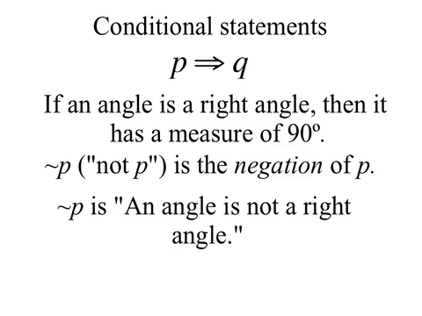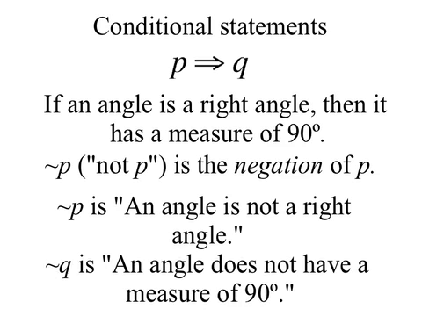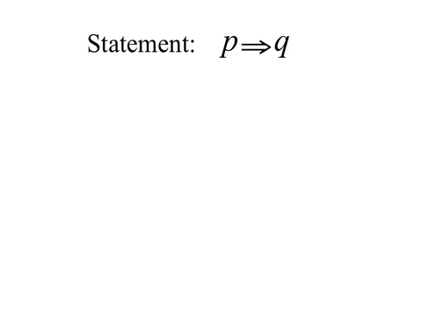Or in this case, the negation of P is an angle is not a right angle, and the negation of Q is an angle does not have a measure of 90 degrees. So here's our statement. If P, then Q. The converse we already know from the previous lesson. If Q, then P. Here's a new one.